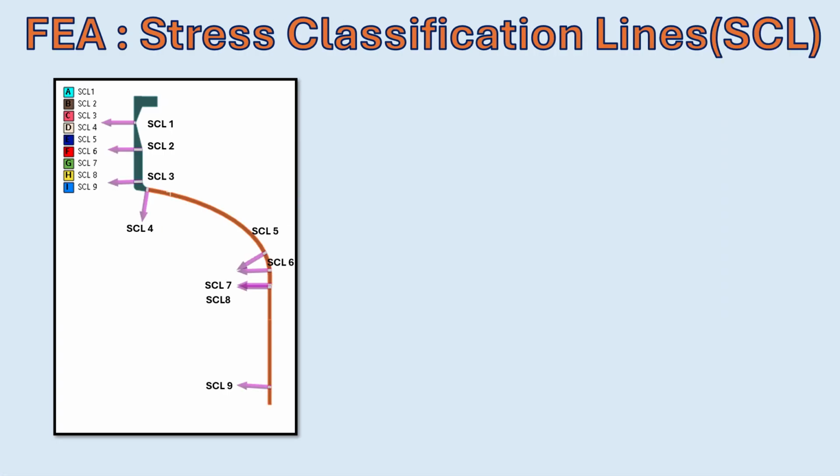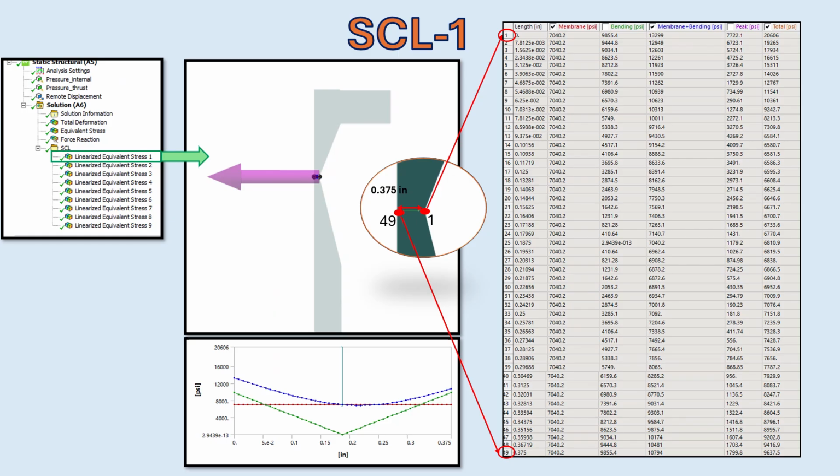I have created path lines in ANSYS. Along these path lines, stress linearization can be performed. There are 9 path lines defined, the same as in the PTB-3 example. Now if you look at the linearized equivalent stress along SCL1, you can see that the stress has been linearized across 49 points from the outside surface to the inside surface.